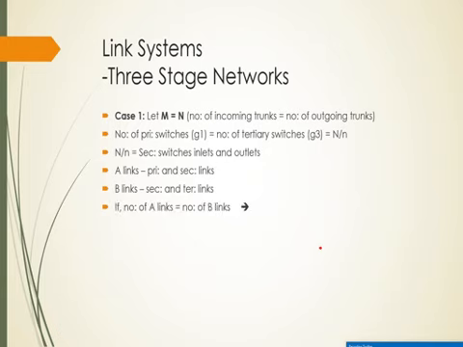Now as an optimum design, if we consider the number of A links equal to the number of B links, then what is the overall design? If that is the case, how many secondary switches are required? This is given by the number of trunks divided by the number of primary switches, or the number of secondary switches, which will give me a value equal to lowercase n.